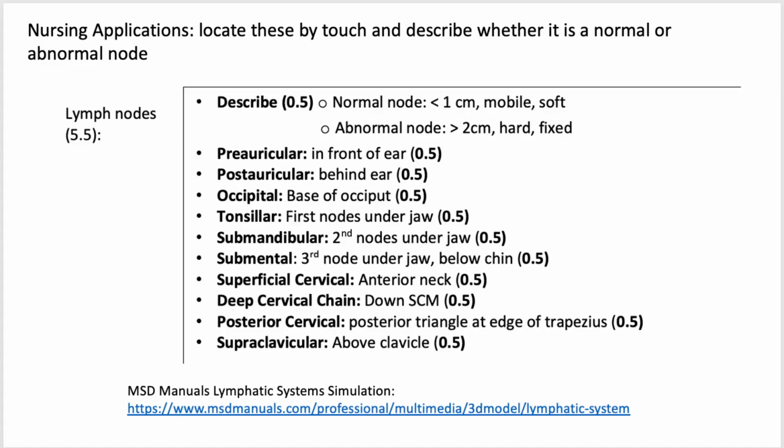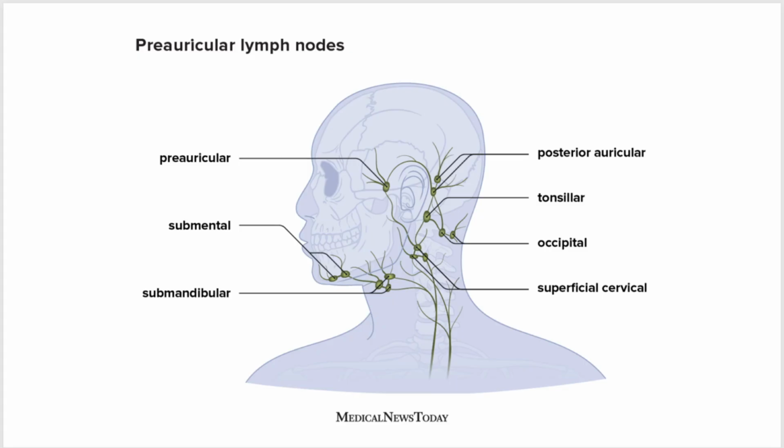I know for the nursing program, this is a list of lymph nodes that they have to be able to find by touch and to describe whether it's a normal or abnormal lymph node. And this is just a list. I'm not going to go through this in this PowerPoint, but I did post a link to a simulation where you can actually move around a person's body to find all of these lymph nodes that are in that nursing program checklist, if you're in the nursing program.